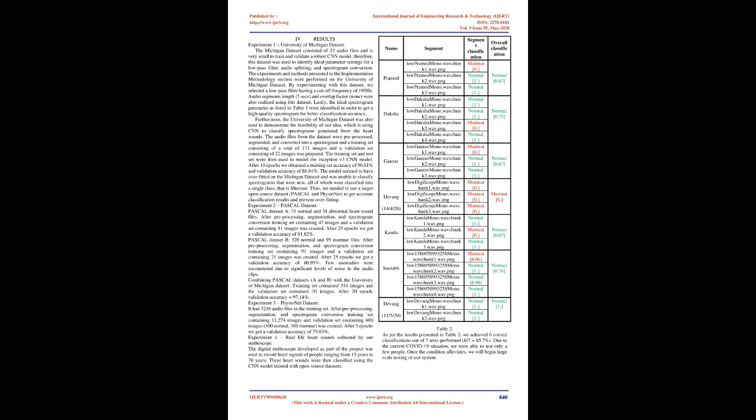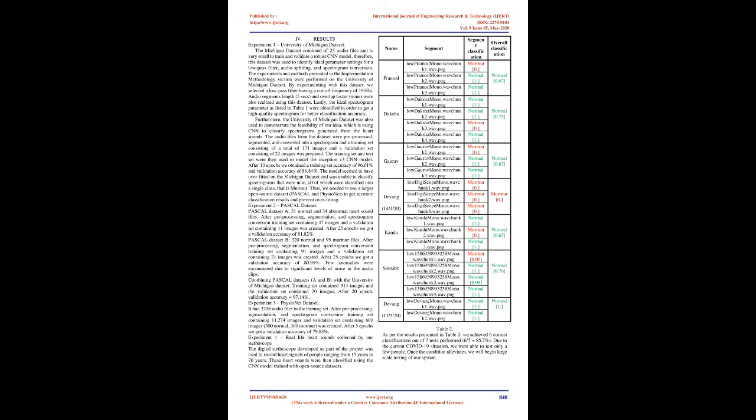Lastly, the ideal spectrogram parameters, as listed in Table 1, were identified in order to get a high-quality spectrogram for better classification accuracy. Furthermore, the University of Michigan dataset was also used to demonstrate the feasibility of our idea, which is using CNN to classify spectrograms generated from the heart sounds. The audio files from the dataset were pre-processed, segmented, and converted into spectrograms, and a training set consisting of a total of 171 images and a validation set consisting of 22 images was prepared. The training set and test set were then used to train the Inception v3 CNN model.